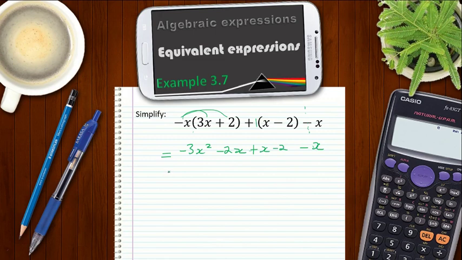Alright, so what are our like terms? This one is minus 3x squared, which is on its own. Then we've got this, this, and this. So plus x minus x equals 0. So I'm just left with minus 2x. And then we have this constant over here, which is minus 2.